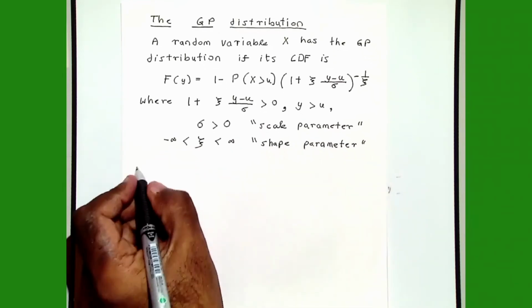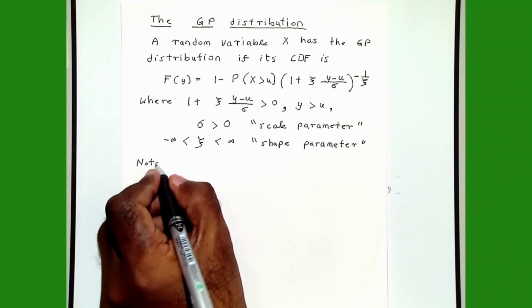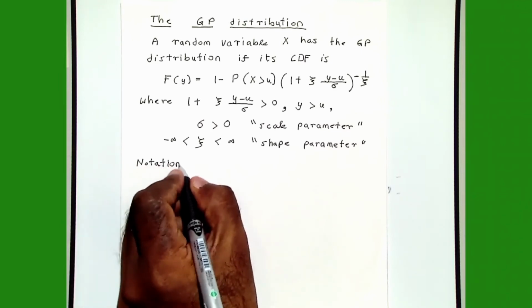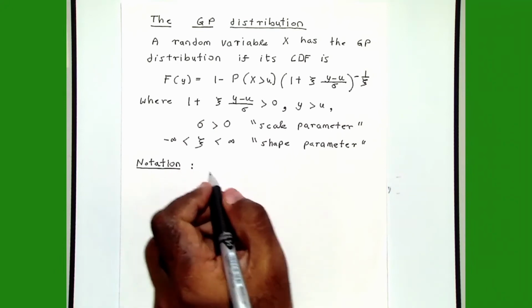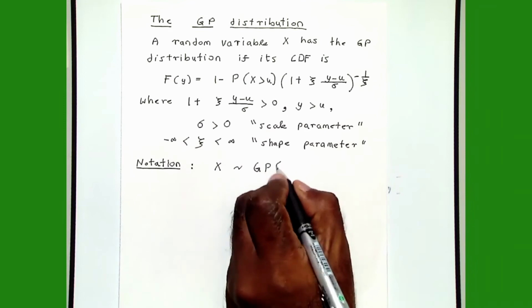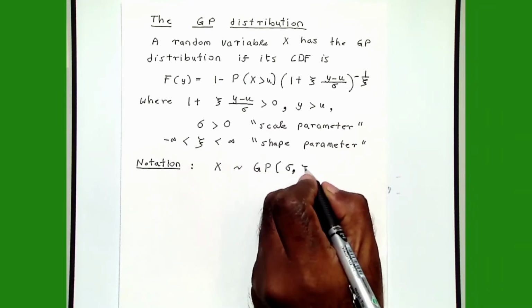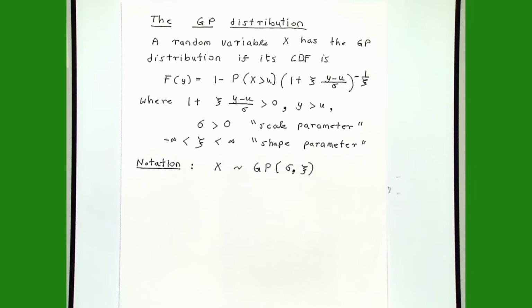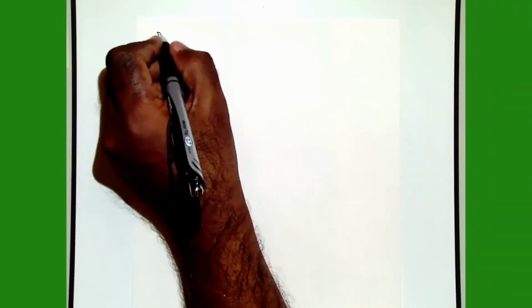Now the notation. The notation I shall use for a generalized Pareto random variable is the following. It's GP in brackets sigma and psi. All right, in the next slide, I'm going to talk about the domain of the GP distribution.